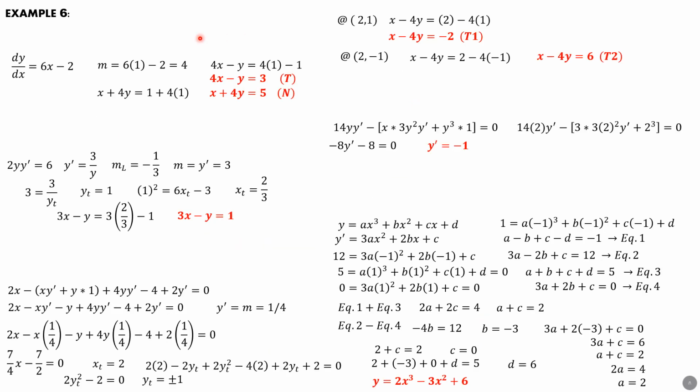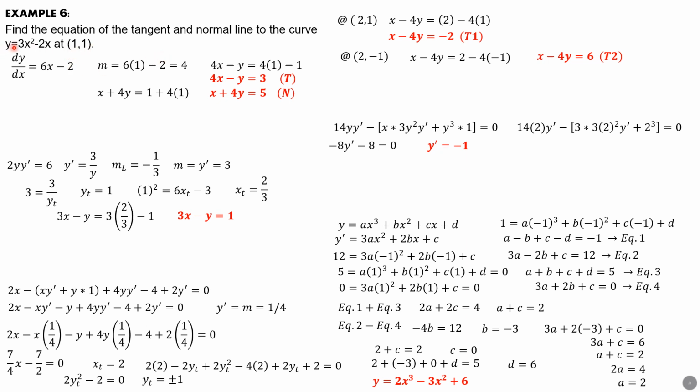Example 6. Find the equation of the tangent and normal line to the curve y equals 3x squared minus 2x at (1, 1). So when x is 1, 3 times 1 squared minus 2 times 1. So y is indeed 1. Some problems are made by people who are not ensuring that the point is a point on the curve. So this is a point on the curve.